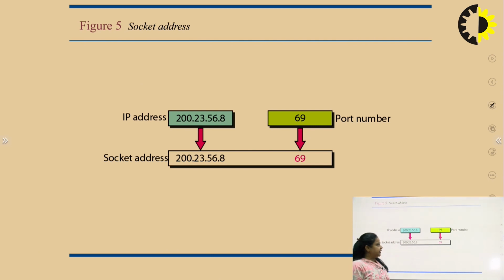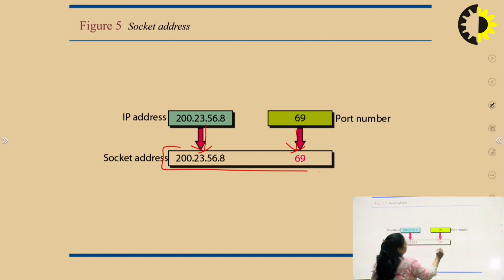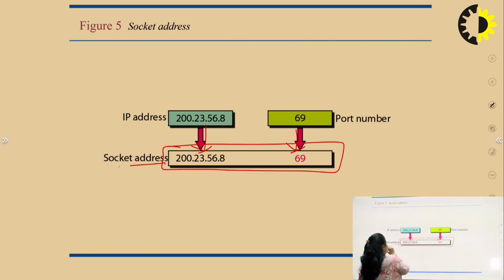Fine. When it takes a port number from the transport layer and an IP address from the network layer and combines them into a single packet, then we are talking about one type of addressing, which is called socket addressing.